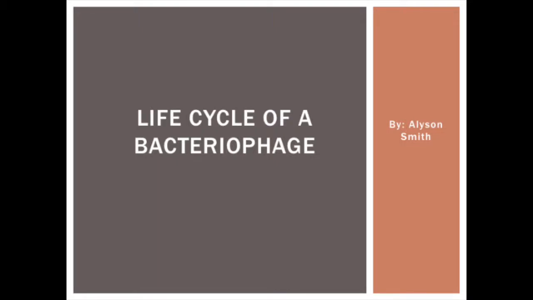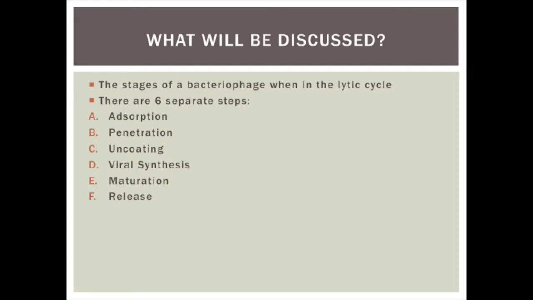So, for my topic, I chose the life cycle of a bacteriophage. And so, in this video, there's a few things that will be discussed, and this is the stages of a bacteriophage when in the lytic cycle. So, in the lytic cycle, usually the host cell is killed immediately after viral replication, and there are 6 separate steps: adsorption, penetration, uncoating, viral synthesis, maturation, and release. And a bacteriophage is a virus that infects a bacterium.